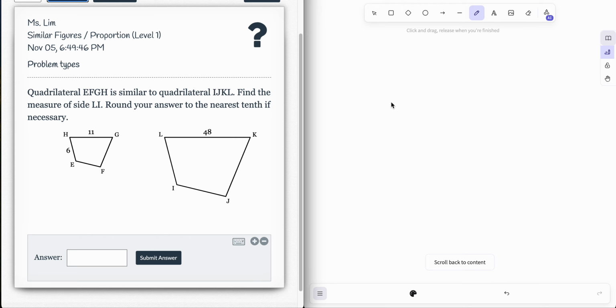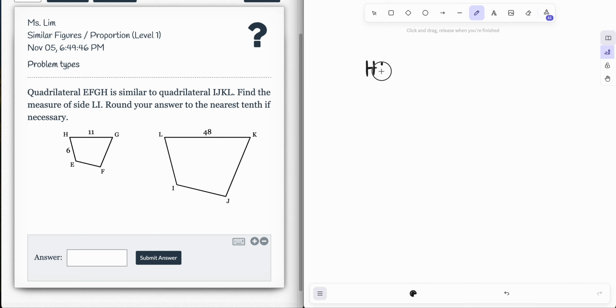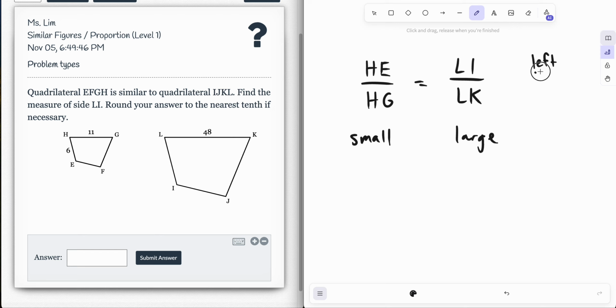So this time what we're going to do is set up a ratio that involves side lengths within the quadrilateral. And by that I mean we want to set up this ratio, HE over HG, which is left over top, is equal to LI over LK, which is left over top. All right, so this time we're basically comparing the small figure with the larger figure, and we've set up ratios that are the left side over the top side. And we're still setting up a good proportion that we can use to solve.